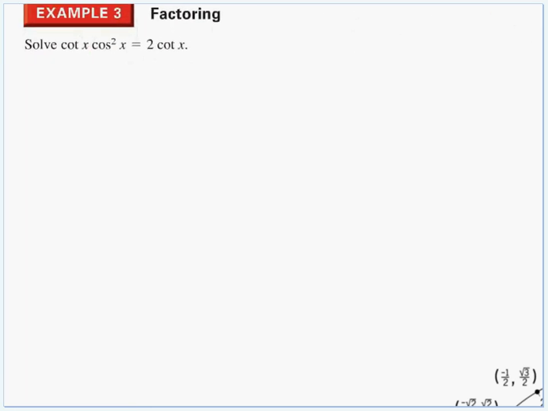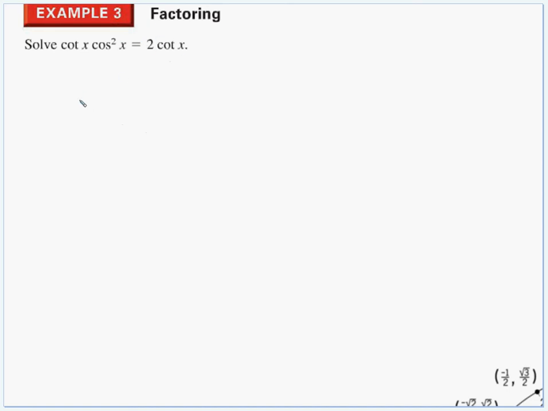Now, when I look at this, I see a cotan x on the left and a cos squared x and a cotan x on the right. Do not divide by cotan x. If you say, I'm going to divide by cotan x and we cancel it out, what we have done is thrown one of our possible factors into the garbage. We may have thrown good solutions into the garbage. We're never going to divide by some variable quantity. We're going to set it equal to 0 and factor.